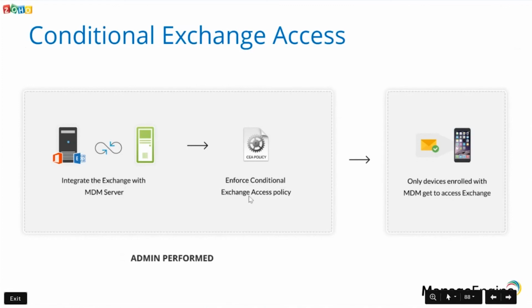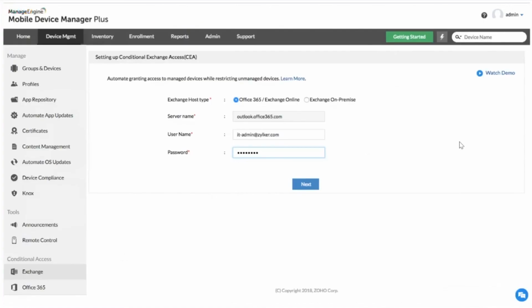So the first step in this is to integrate the Exchange server along with the MDM server, after which using MDM you can enforce a conditional Exchange access policy, after which only devices that have been enrolled into Mobile Device Manager Plus will be accessing Exchange. So in summary, what happens here is you are preventing devices that are not enrolled in MDM from accessing your Exchange server. So you are restricting your mail server, its contents, and important mails to only devices that have been enrolled into MDM. So let's take a look at how to set this up.